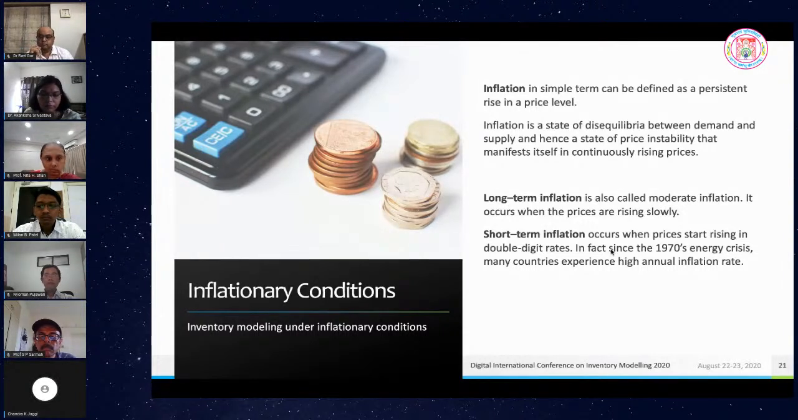Basically, long-term inflation is also called moderate inflation. That means it occurs when the prices are rising slowly. Short-term inflation occurs when the prices start rising at a double-digit rate. In fact, since the 1970 energy crisis, many countries have experienced a high annual inflation rate.